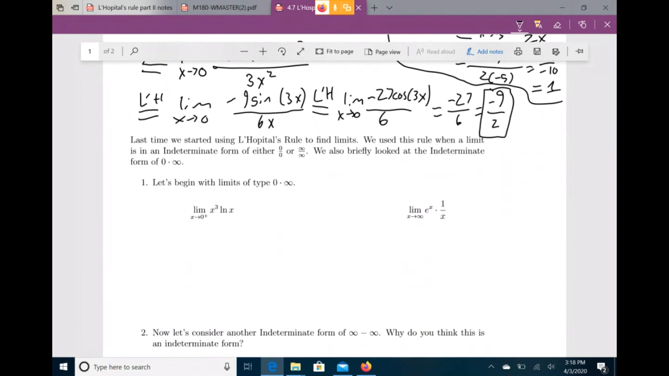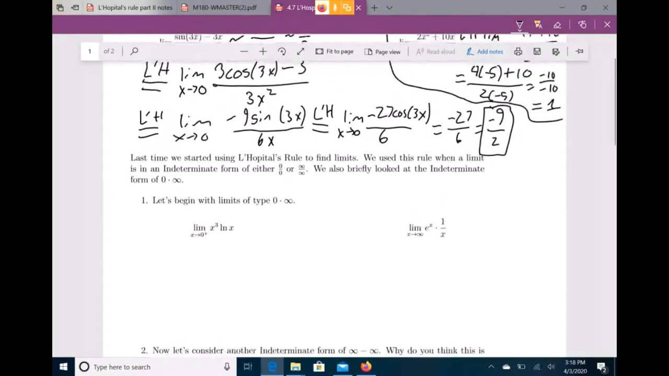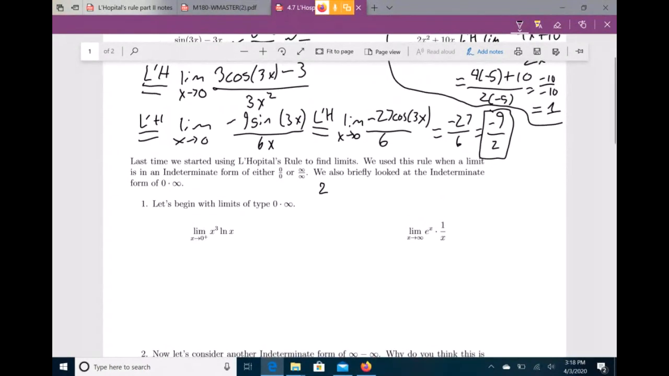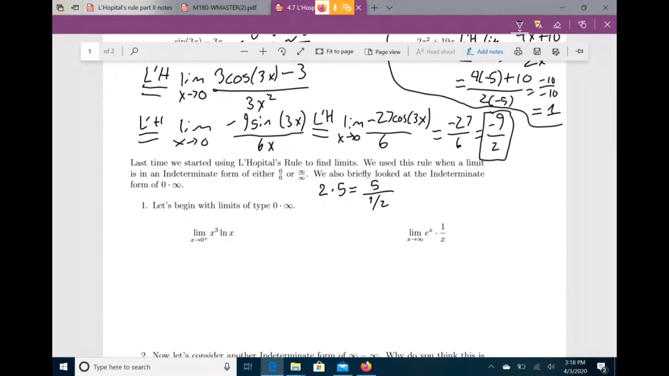Okay. The key to these is that multiplying by something is the same thing as dividing by the reciprocal. Okay, so what I mean by that is in concrete terms, like 2 times 5 is the same thing as 5 divided by 1/2. So if I have a product, I can rewrite it as a fraction by dividing by the reciprocal of one of the terms, right? And then maybe I'll get, rather than 0 times infinity, 0 over 0 or infinity over infinity.